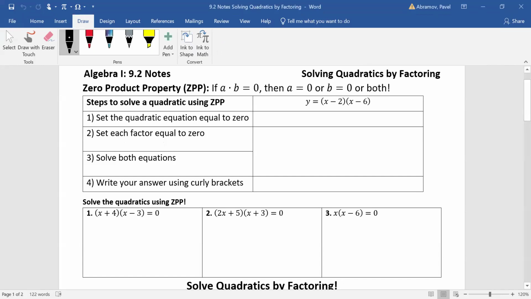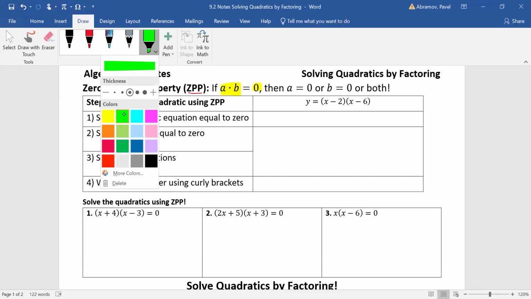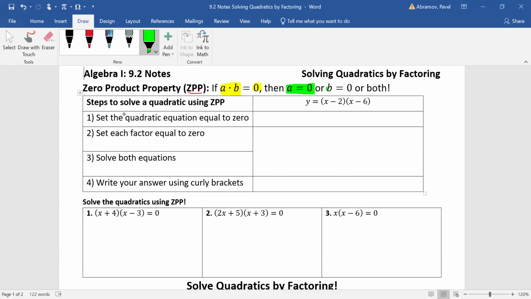And to start off, we have to learn something called the zero product property, which we also annotate as ZPP. So the idea here is that if you have an equation that has two factors equal to zero, so if you have a times b is equal to zero, then the only way for that to happen is if either a is equal to zero or b is equal to zero or both. That's the only way that the product is equal to zero.